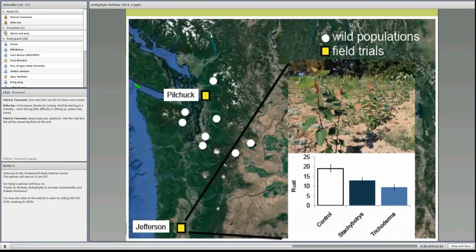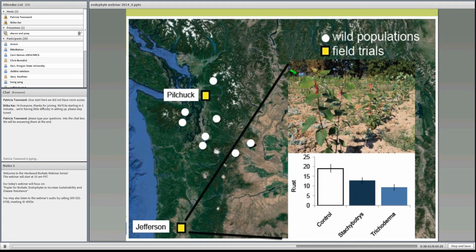So to address that question, we're working in the AFRI field trials, where we're conducting small-scale experiments to test different endophytes in the field. So plants are inoculated with endophytes that were shown to reduce rust in the greenhouse. We inoculate plants in the field. Here's our trial in Jefferson. And then we monitor natural rust infection. So there's no actual rust inoculation. We monitor how the rust naturally infects these plants that have a different background of different endophytes.